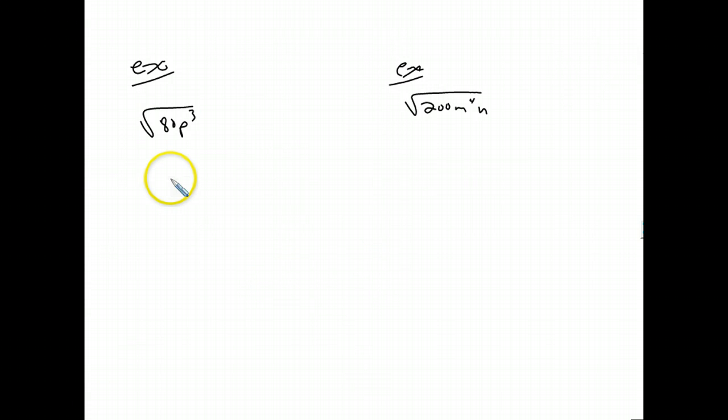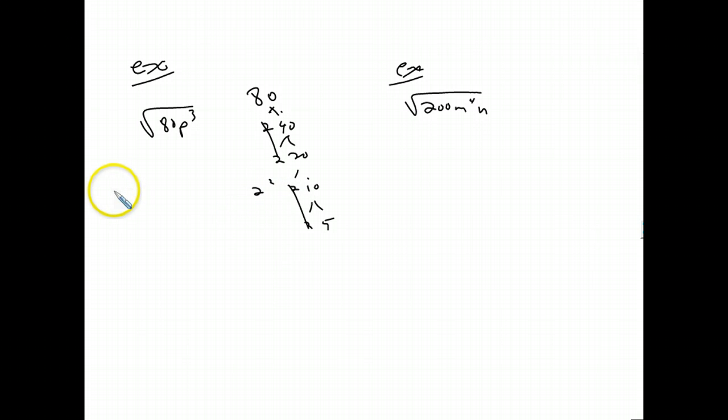These are the last two I'm going to do for this video, so go ahead and try and give these a shot yourself. So with 80p cubed, look at your 80 first. Do your tree here. We have 2 and 40. 40 will give us 2 and 20. 20 will give us 2 and 10. 10 will give us 2 and 5. So there's all our prime numbers. So I have one pair of 2's, two pair of 2's. So I'm pulling out 2 squared. Multiply them together, so I'm pulling out 4. On the inside, you're still left with your 5.